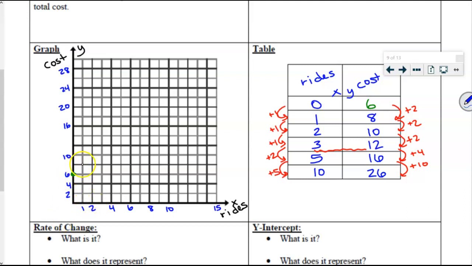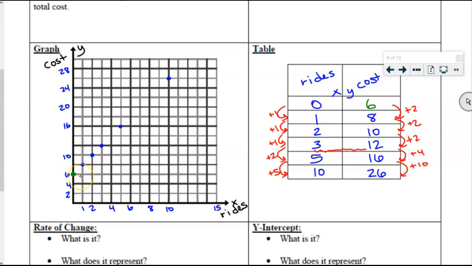Over 1 and up 8. Over 2 and up 10. Over 3 up 12. Over 5 up 16. Over 10 and up 26.